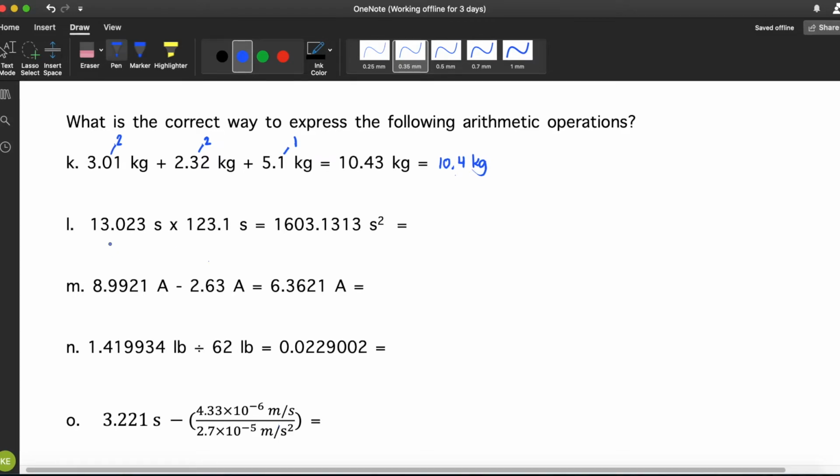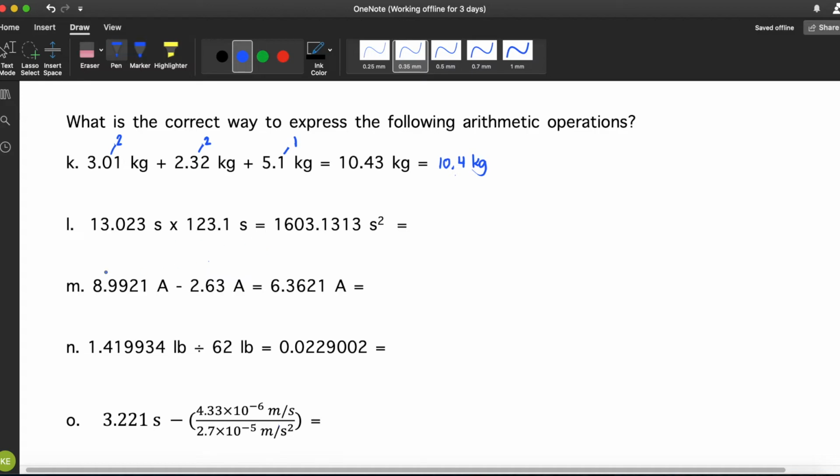For letter L, we are multiplying 13.03 seconds by 123.1 seconds. So the result would be around 1603.1313 seconds squared. Again, the rule in multiplying or dividing is that the number of significant figures in the result is the same as the least number of significant figures among the numbers being multiplied or divided.